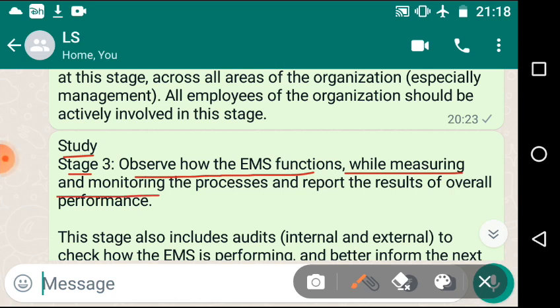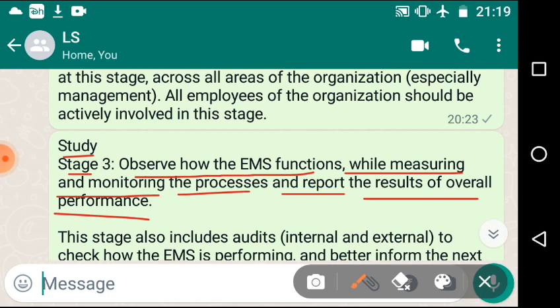All employees of the organization should be actively involved in this stage. Now here in this second step, that is do, all the employees should be actively involved in maintaining the EMS, the environmental management system.